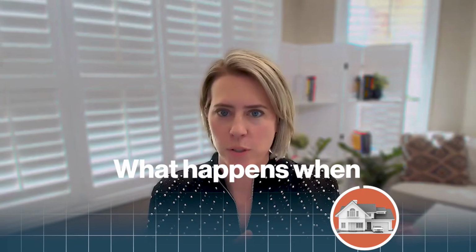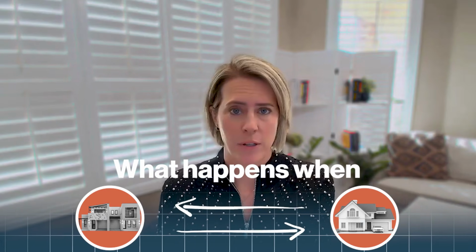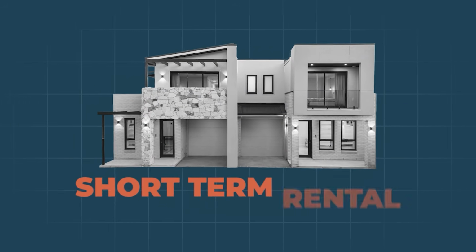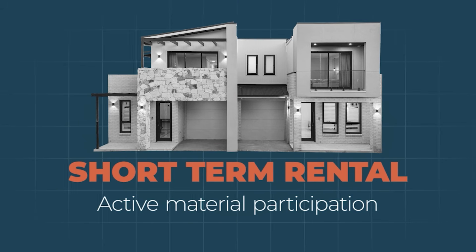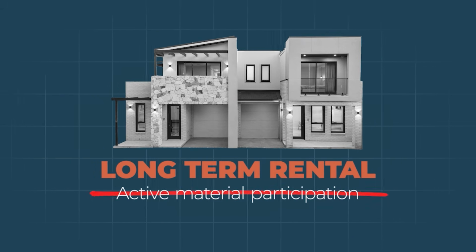So today's topic is what happens when a short-term rental becomes a long-term rental, or what actually happens when the reverse occurs as well. Today we're going to cover a question that many real estate investors face once they start learning about the short-term rental rules under IRS Section 469. Specifically, what happens when a property that is qualified as a short-term rental with active material participation later becomes a long-term rental where you are no longer active. And then equally important, what happens in the reverse scenario when the long-term rental becomes a short-term rental.